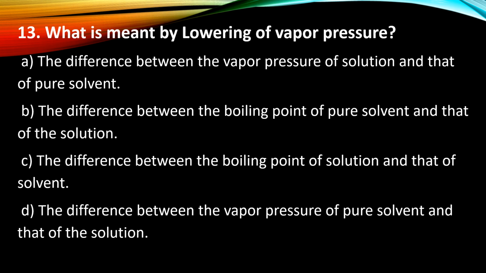Once again, students, the question is, what is meant by lowering of vapor pressure? Options: difference between vapor pressure of solution and vapor pressure of solvent. Option B, difference between boiling point of pure solvent and that of the solution. C, difference between boiling point of a solution and that of the solvent. And next, option D, difference between the vapor pressure of pure solvent and that of the solution. Mark the answer. Shall I move on? Okay.